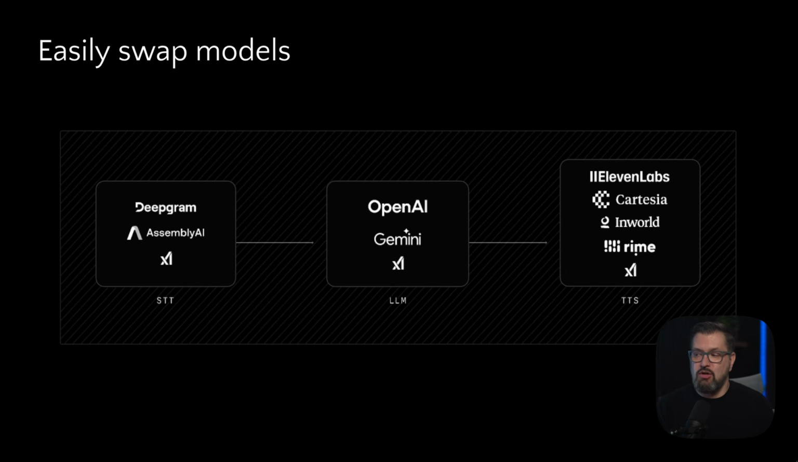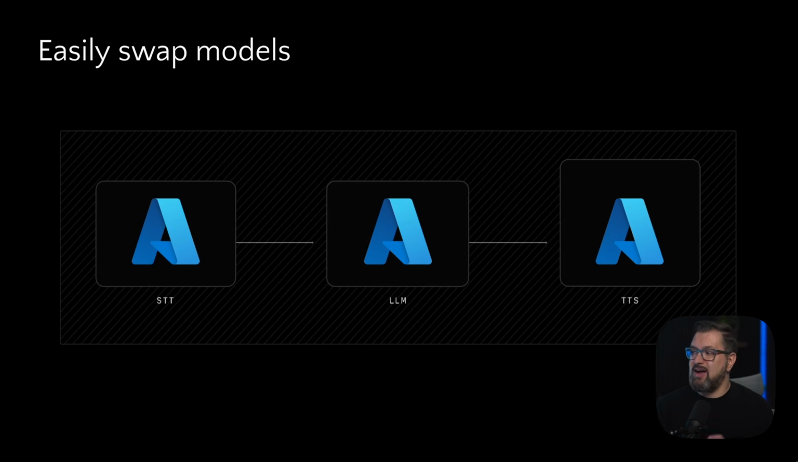So again, you pick which STT, which LLM, which TTS models you want to use. You can mix and match these however you want, and it's very easy to swap them out. It's just one line of code to change out a model. Now, this is also where Azure fits in. We can actually use Azure in all three of these places. You can use the Azure STT, you can use OpenAI through Azure for the LLM, and then the Azure TTS.